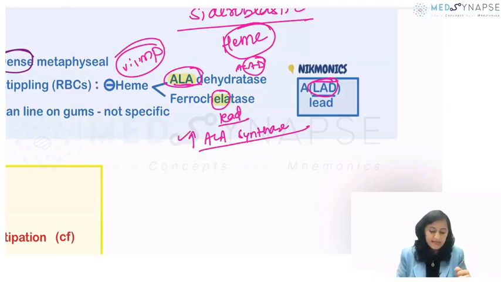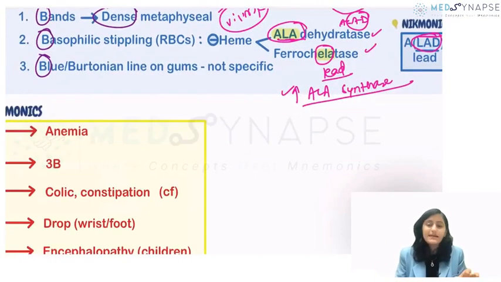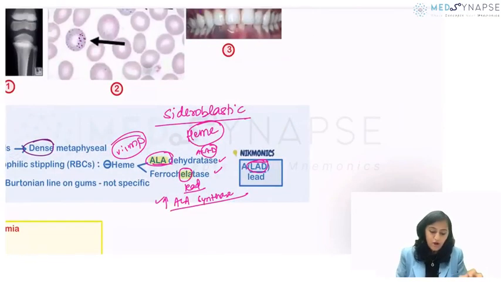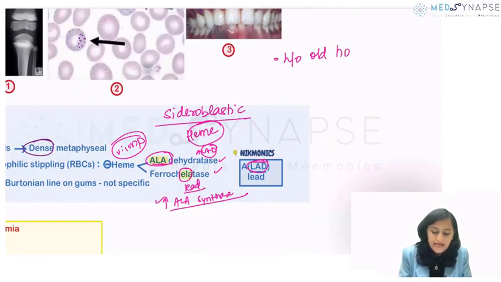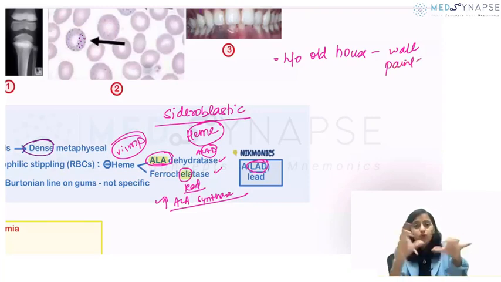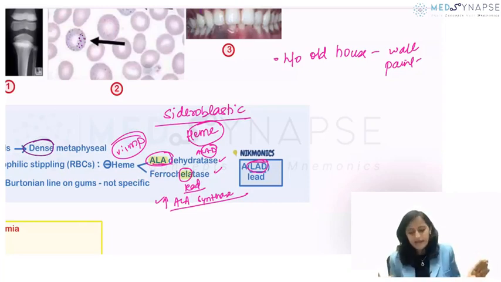So it increases ALA synthase, inhibits ALA dehydratase and ferrochelatase. Very, very important. Generally, the history that you get in lead poisoning: remember the old house, because previously old house wall paint had lead in it. So old house, wall paint, all that history will point toward lead poisoning.